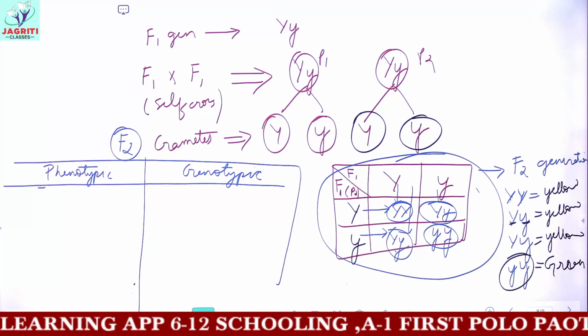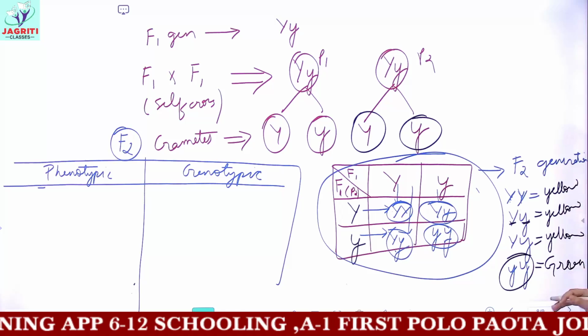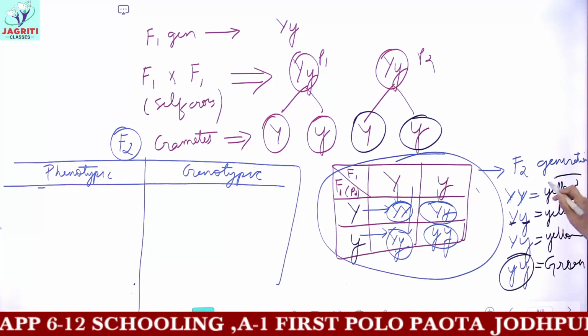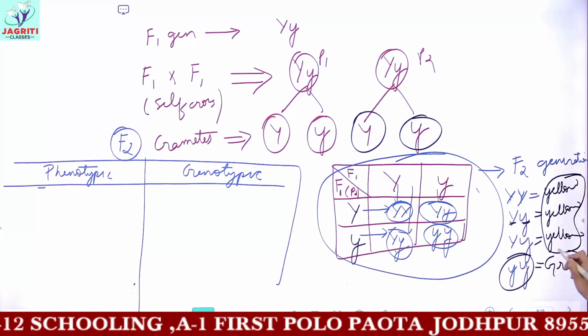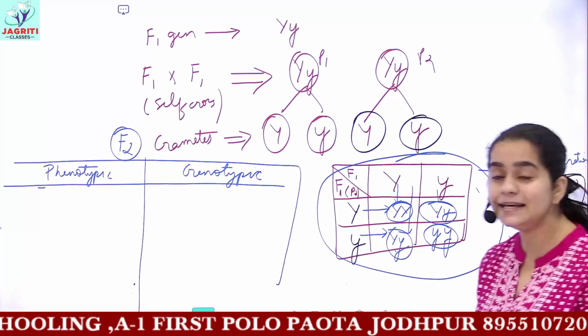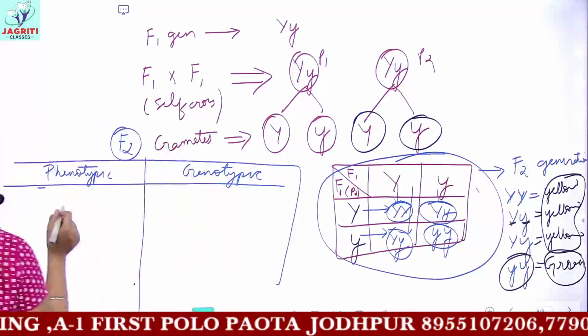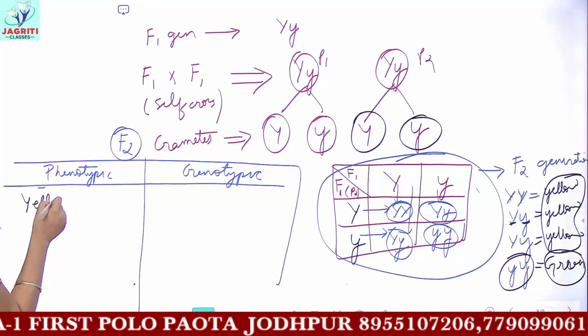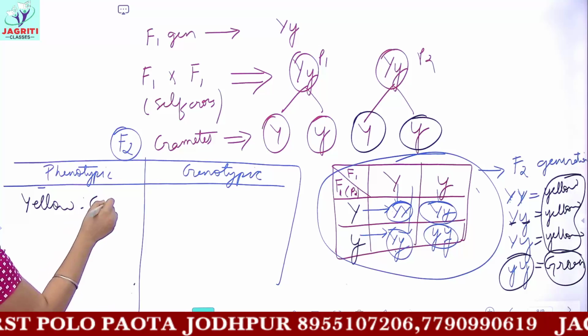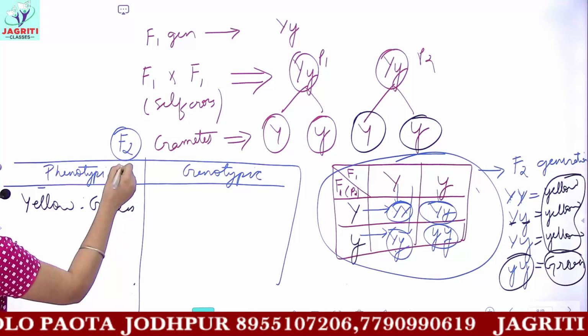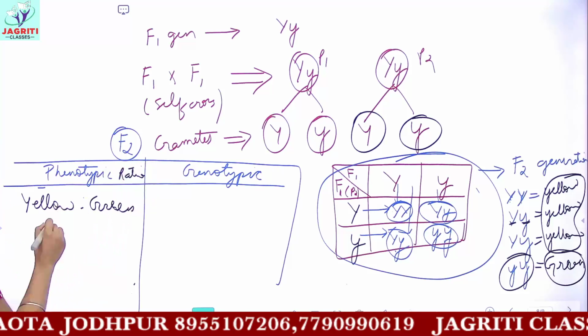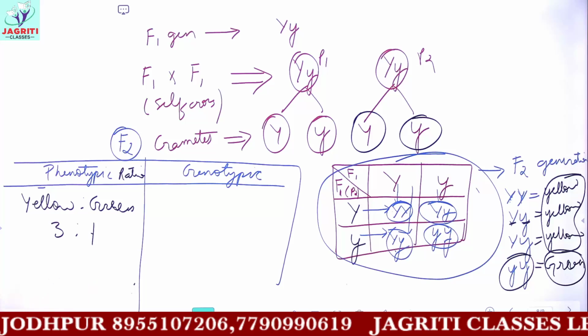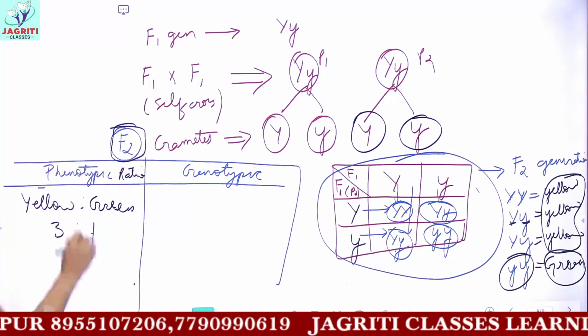Phenotypic means the physical appearance. So you have 3 plants as yellow and 1 plant as green in seed color. So the phenotypic would be yellow to green. We are finding the phenotypic ratio. So the ratio is 3:1. Okay, this is the ratio for F2.